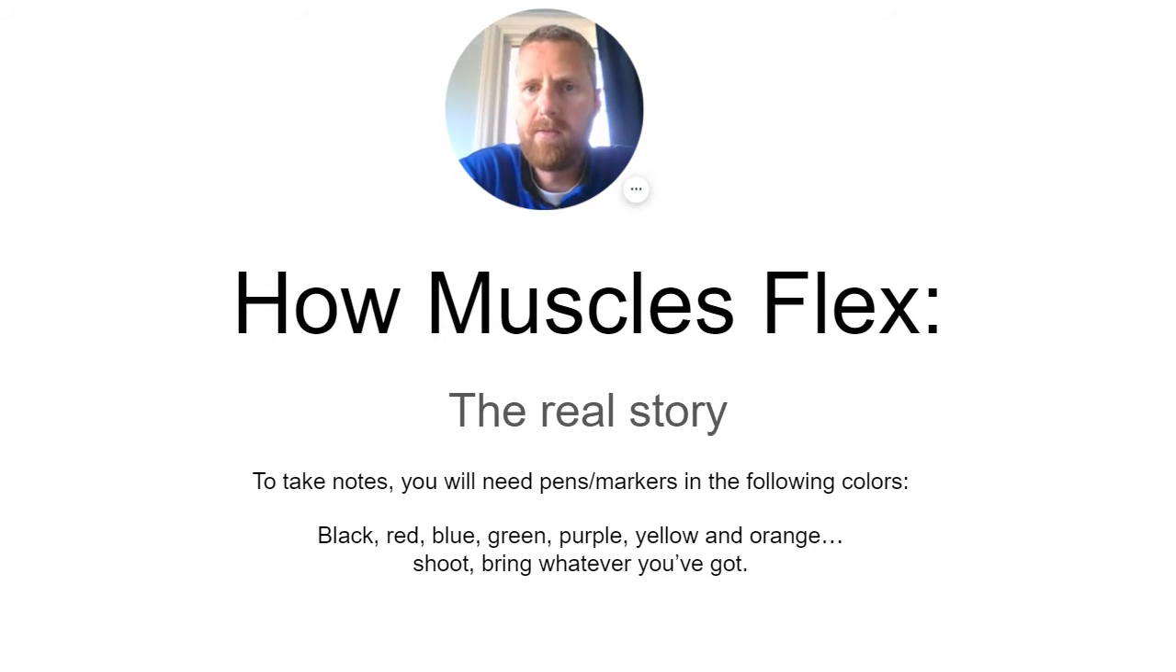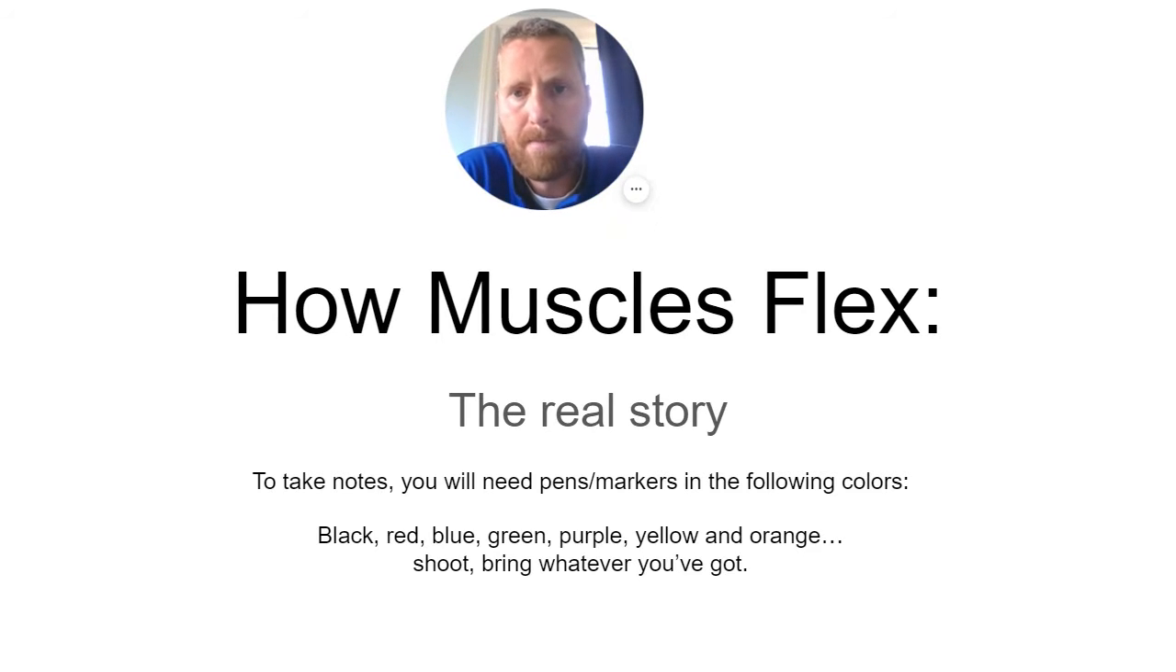So we want to be thinking about a few things. First of all, we're talking about skeletal muscles. We're not talking about smooth muscles, which are in your digestive tract. We're not talking about cardiac muscles, which have to do with your heart and some of your blood vessels. But we're talking about those skeletal muscles that move us around.